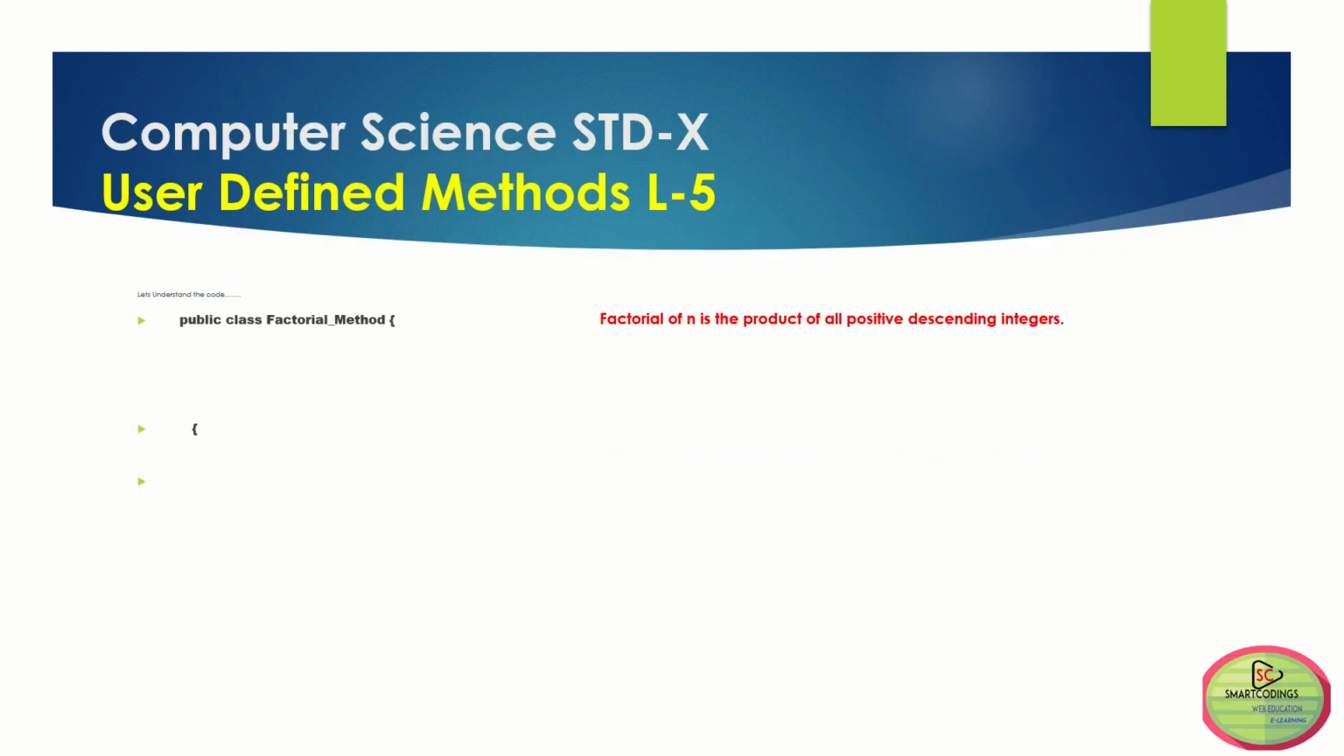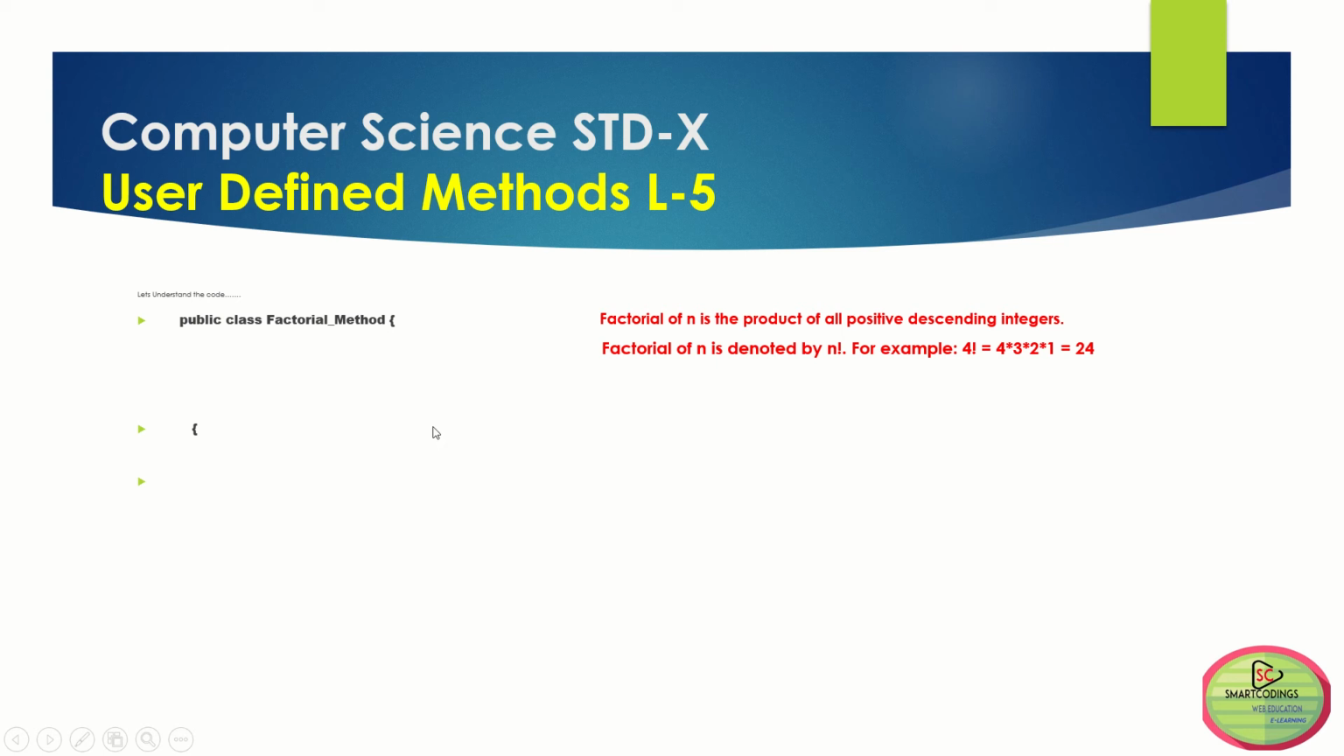You can see here factorial of a number, what it means. Factorial of a number, suppose n, is the product of all positive descending integers. For example, you can see on the screen highlighted with red ink, 4 factorial. To calculate the factorial, it has to be a positive integer first, then it is a product of integers in a descending order. Suppose 4 factorial, 4 into 3 into 2 into 1, that is 24. For 5 factorial, 5 into 4 into 3 into 2 into 1, that is equal to 120.